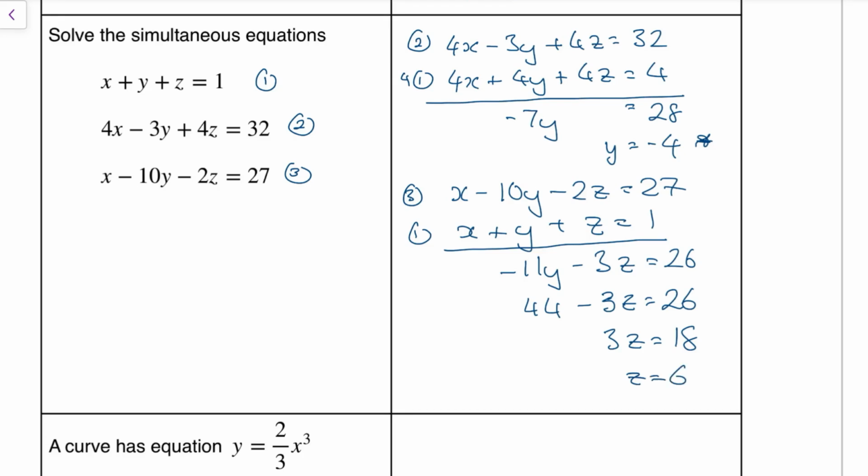Now, let's go all the way to the start. I know that y is -4, and I know z is 6. So -4 plus 6 is 2. What plus 2 is 1? Well, that means that x must equal -1. In other words, I've used the first equation to work that out. Whew. It turned out to be a bit easier than I thought it was going to be, but still lots of algebra going on there. So x equals -1, y equals -4, and z equals 6. Final answers, happy with that.